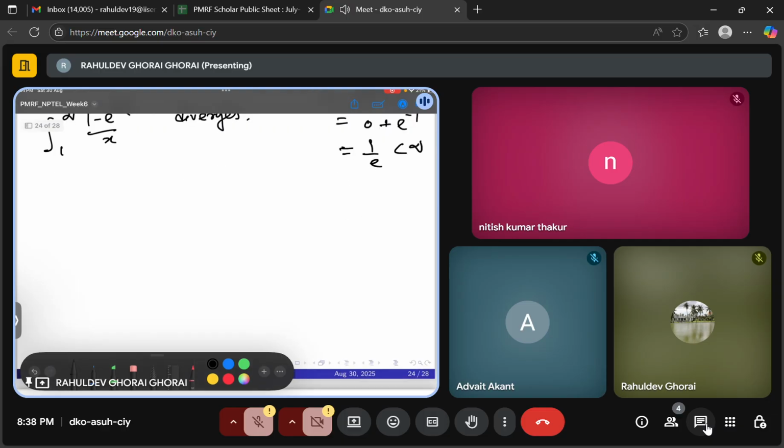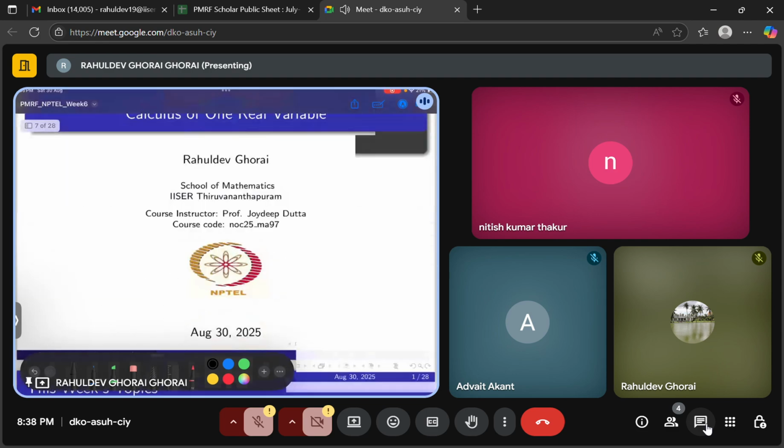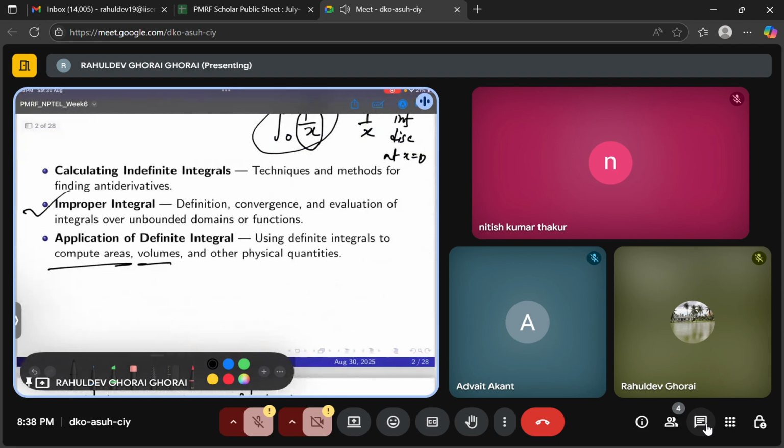I'll end today's session then. I will not ask anything. I'll just do one more question, from definite integral. As I started, you will see here I wrote things also. We'll do improper integrals, calculating independent integrals. I think that is not done, I'm sorry for that. It is not for this course, but a few things you can do. And improper integral we have done.